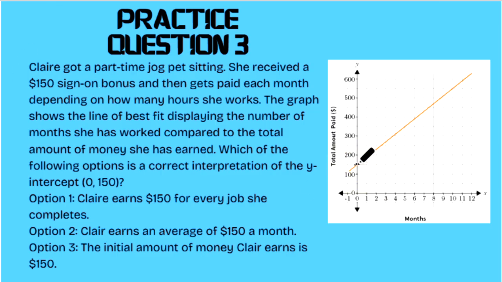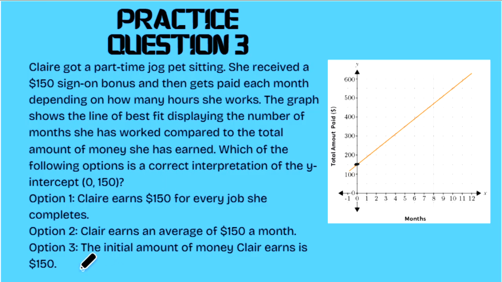So we're looking at this point right here. Option 1 says Claire earns $150 for every job she completes. Option 2 says Claire earns an average of $150 a month. And option 3 says the initial amount of money Claire earns is $150. Pause it, figure it out, come back.